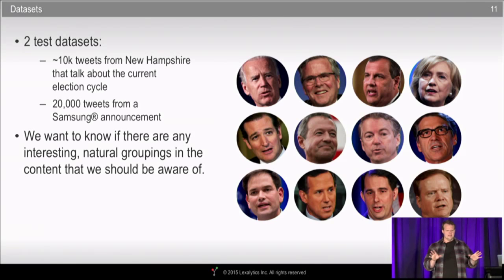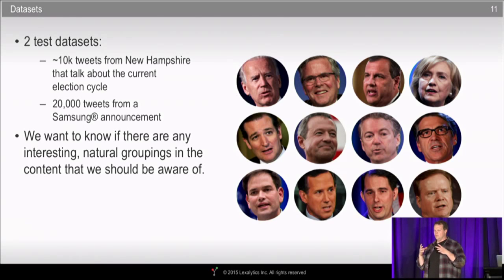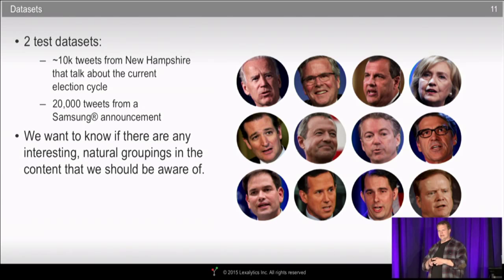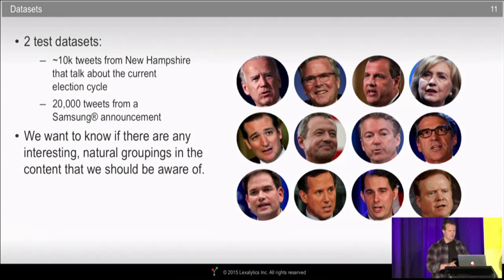Because this is all proof of concept. This is just, okay, is this something that holds together? Is this something that works well for us? And so what we want to know is, are there any natural, interesting groupings of the content that we should be aware of as an analyst without having to go in and make those groupings ourselves? And that's a really, really, really important point.